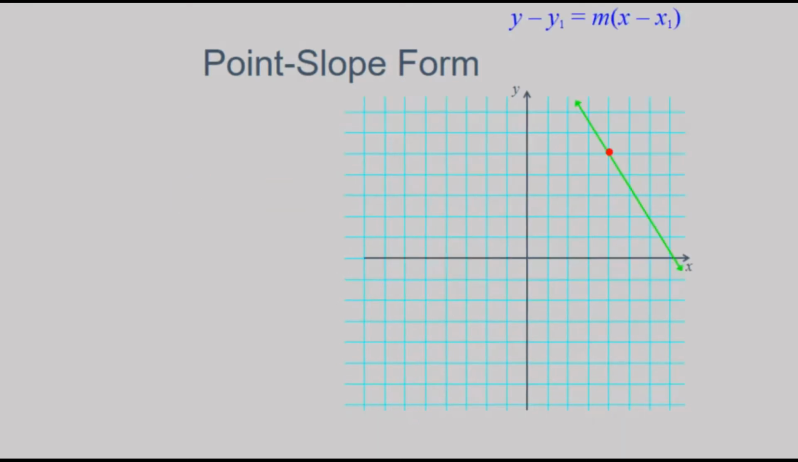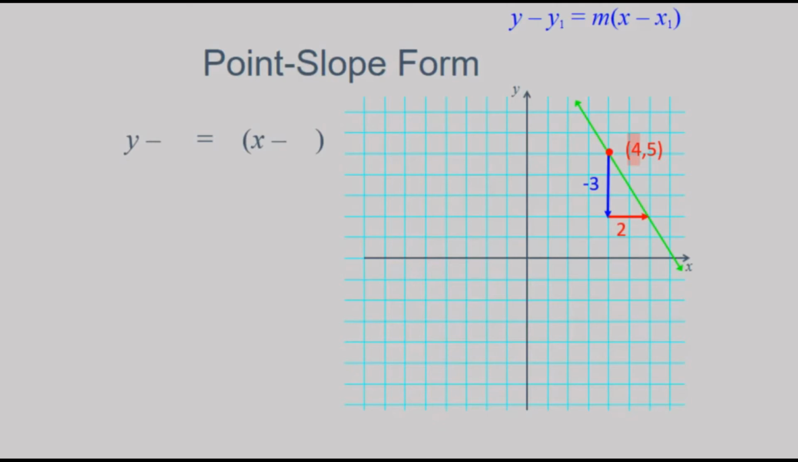Let's take a look at using the point-slope equation to solve for an equation of a line. When we have the point-slope equation, the x and the y remain as variables. It's the m for slope and the x sub 1 and y sub 1 that are replaced by the information that's given. In this particular example, we have the point (4, 5), and we have a slope of a rise of -3 per run of 2.